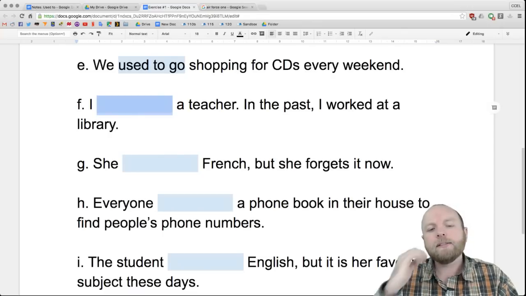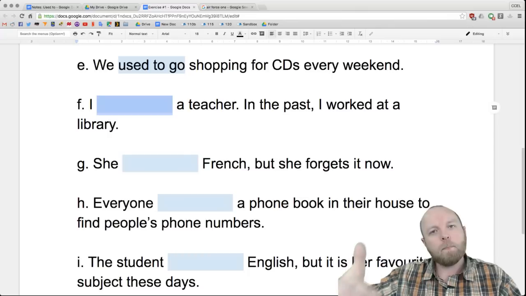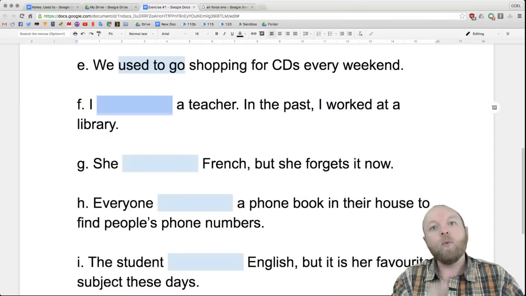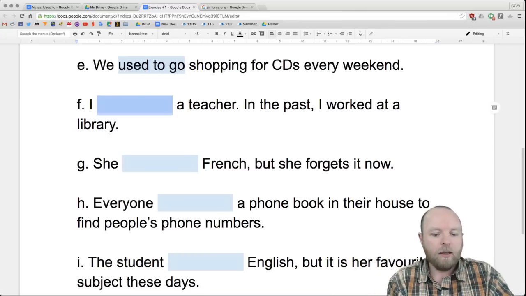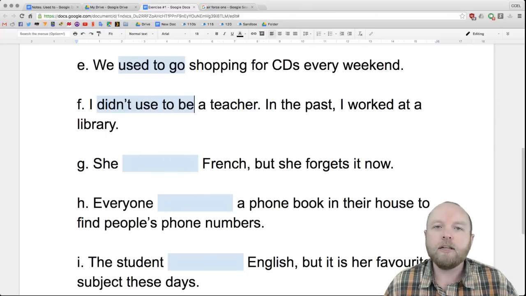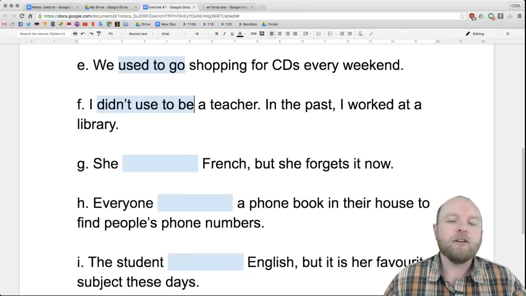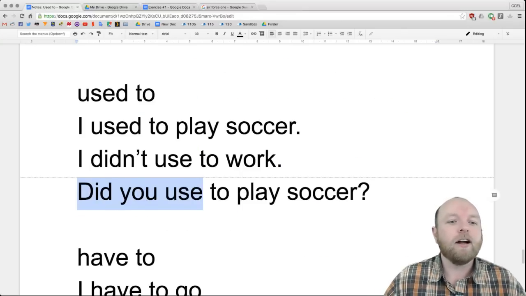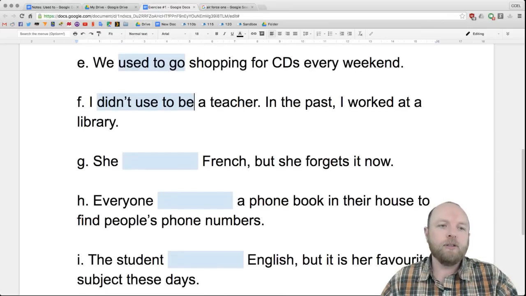This one means now I am a teacher, but in the past, I wasn't a teacher. So this one is the opposite. We need negative. I didn't used to be a teacher. I tricked you. I'm sorry, guys. That's not nice. But negative. I didn't used to.